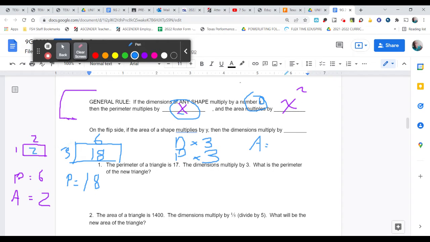Our x is 3. The dimensions multiply by 3, the perimeter multiplies by 3, and the area multiplies by 9, because it's 3 squared. The area multiplies by 9 because we multiply by 2 dimensions, so we multiply by 3 and by 3 again. If we look at our original area, it went from 2, and the new area is 18.